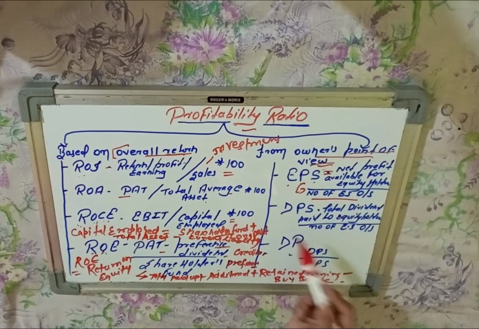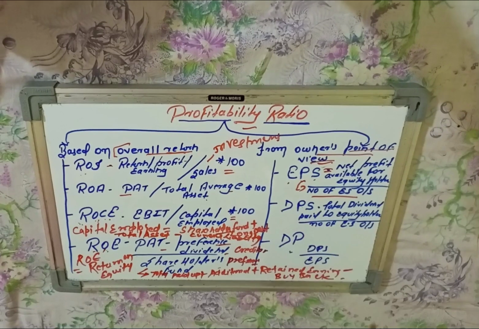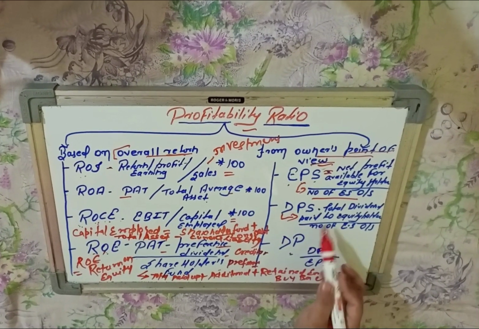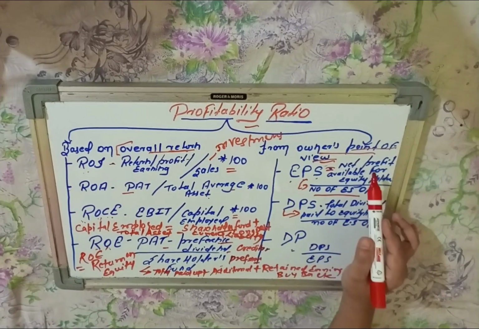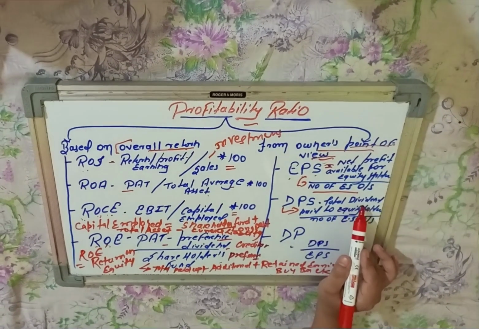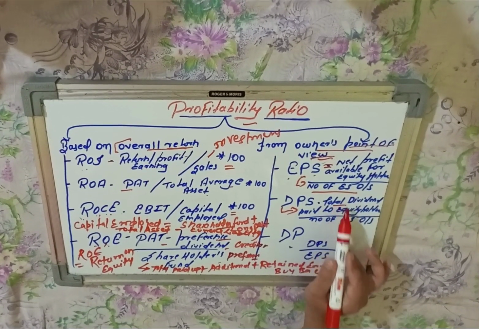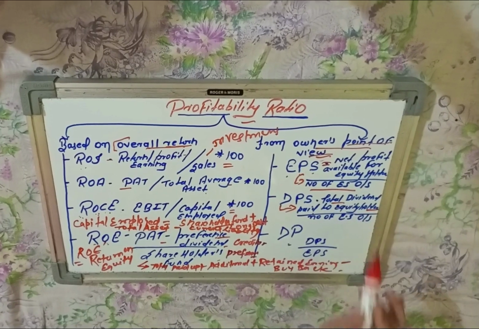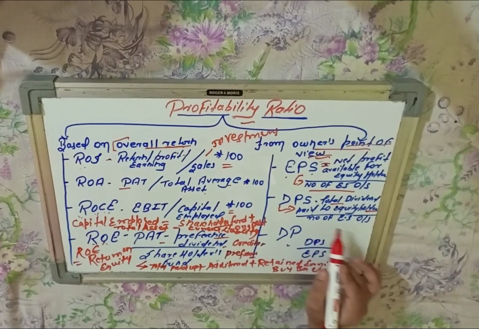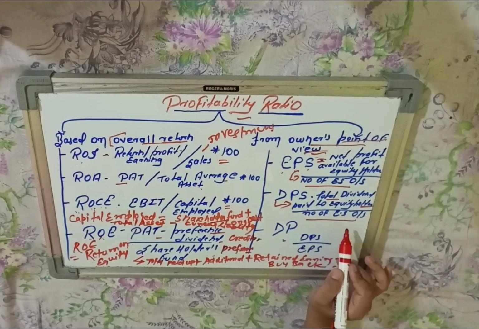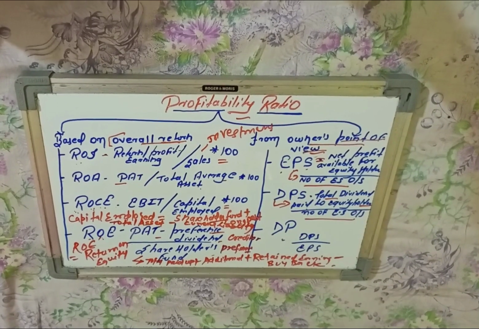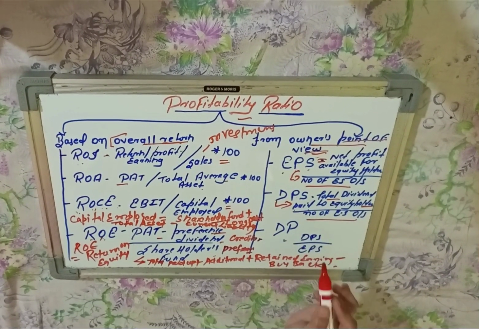The DPS, same, will be the dividend per share. So the dividend payment that the company has done. From the earning, the company pays dividend to the shareholders, the total dividend paid to the equity shareholders, and then we'll be dividing by the total number of equity shares outstanding to calculate DPS.